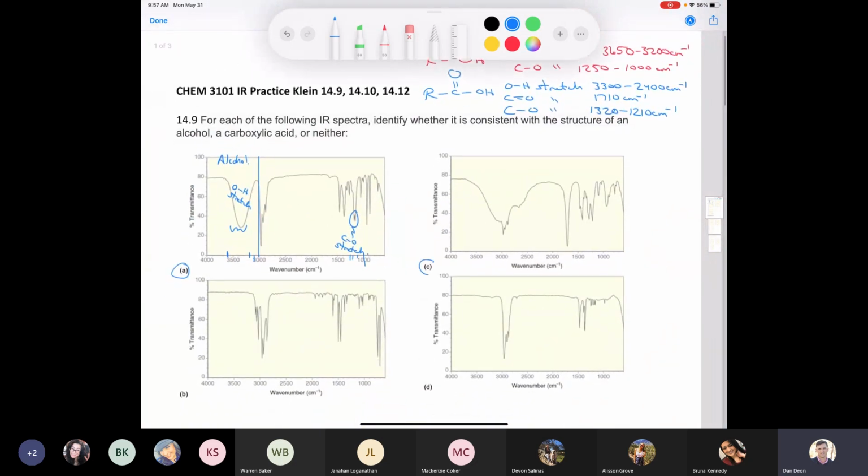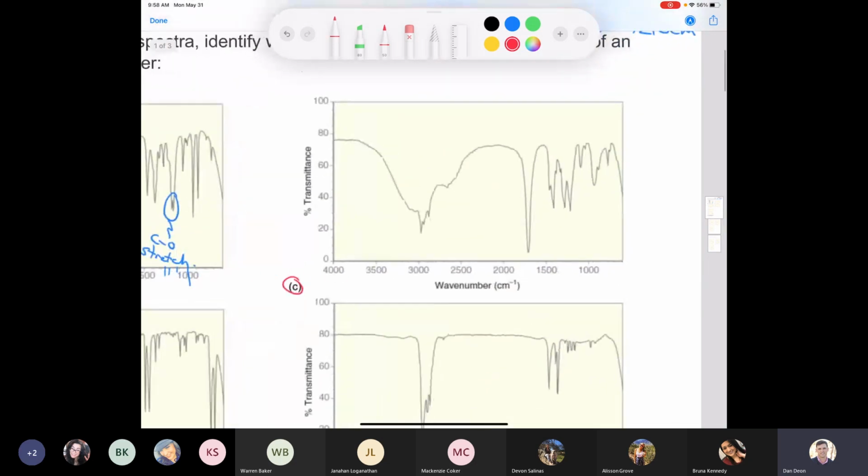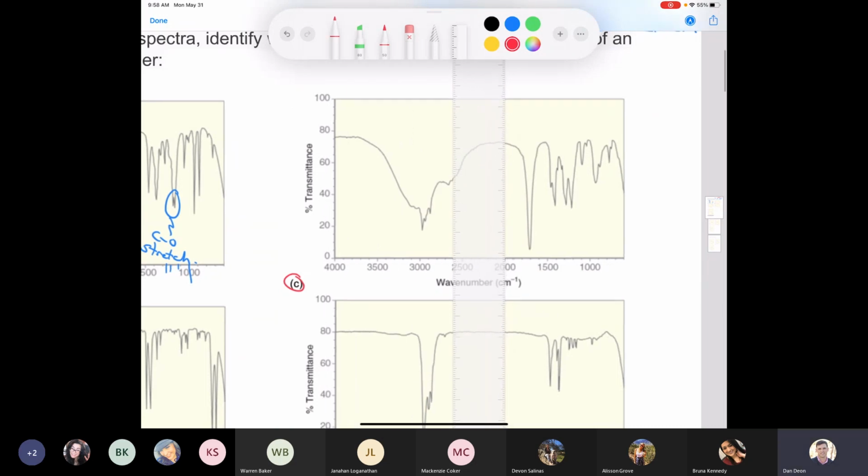Okay, like that. What about C? Let's move over to C. Does anybody have any thoughts about C? What does C look like? Yeah, absolutely. My students are all nailing it. They're saying, Mr. Dion, this looks like definitely a carboxylic acid. If you really want to get down with it, you can get your ruler out, say around 2,400, which is about here.